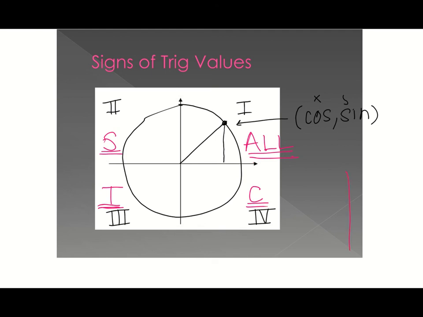So if I drew it out, all students take calculus. All trig functions are positive. Sine is positive, tangent is positive, and cosine is positive. So just a nice little trick to make sure that you're looking at your trig functions and making sure which ones are positive and which ones are negative in your final answer.